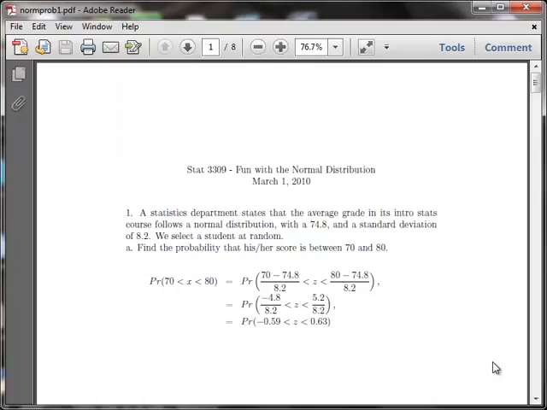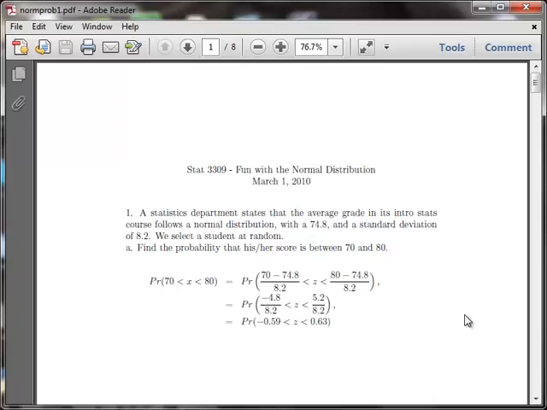Hi everybody. Today we're going to work on the normal distribution and go through a couple of problems on that with the pictures in, and I think you'll get a better feel for it. So we start out with a statistics department stating that the average grade in its intro stats course follows a normal distribution, and that should actually be with a mean of 74.8 and a standard deviation of 8.2. We select a student at random.